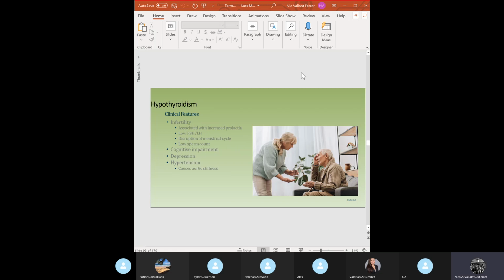Other features, infertility. Why? Because you have increase in prolactin. If you have increase in prolactin, you have disruption of your menstrual cycle. Also low FSH and LH. Also cognitive impairment. Think about depression, think about hypertension. So hypothyroidism can cause aortic stiffness.